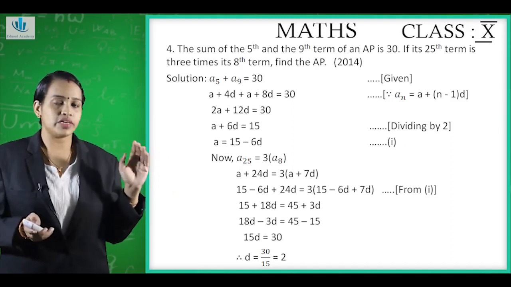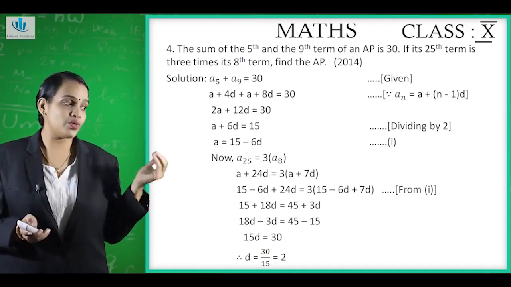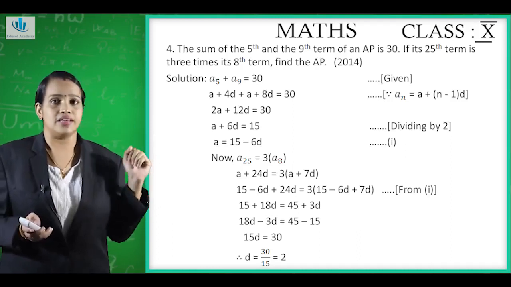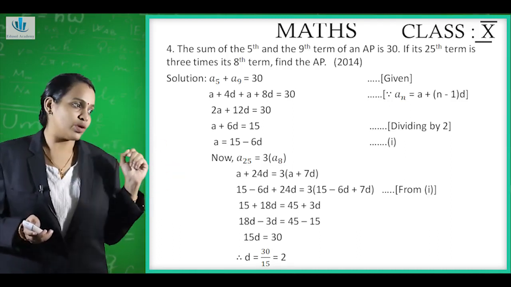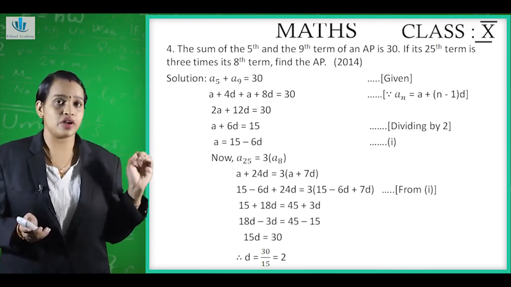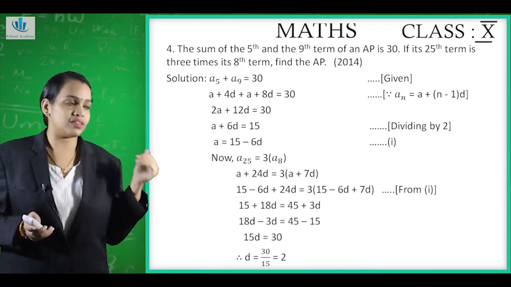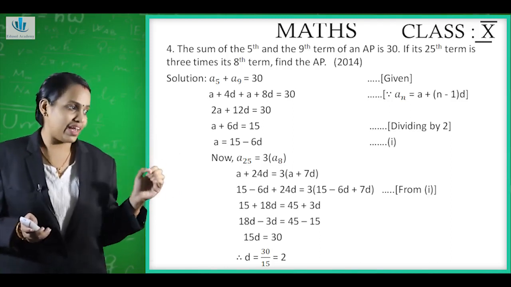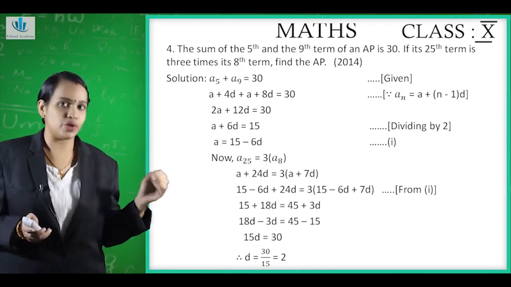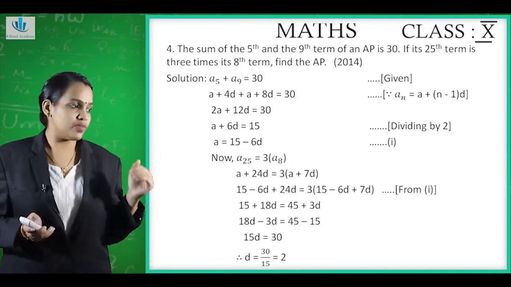So we will take 6D to the other side. So it becomes A is equal to 15 minus 6D. We give this as equation 1. Now in the question it is said, the 25th term is equal to 3 times its 8th term. So we will write A25 is equal to 3 into A8. So again we will solve it.